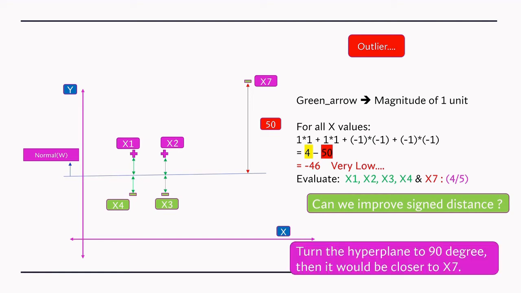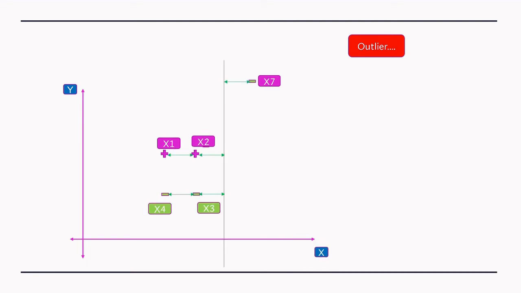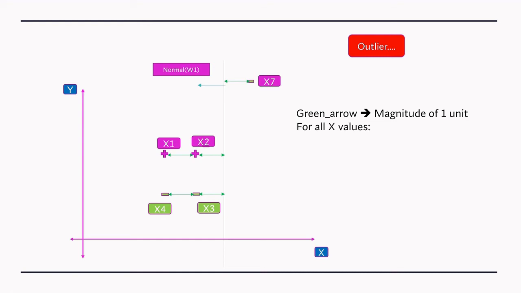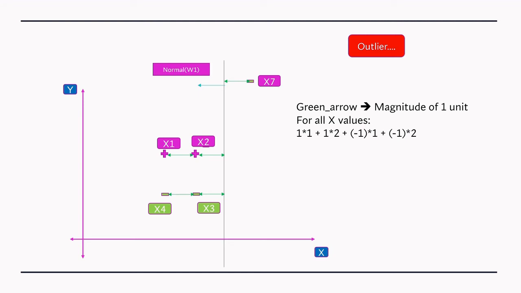How about if we turn the hyperplane to 90° and then the plane would be much closer to x7 than it is right now. After rotating, this would look something like this, and I'm defining this hyperplane as W1. Again, here the green arrow represents the magnitude of 1 unit. And let's calculate the signed distance for all the x values again.